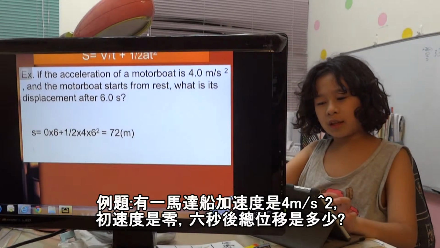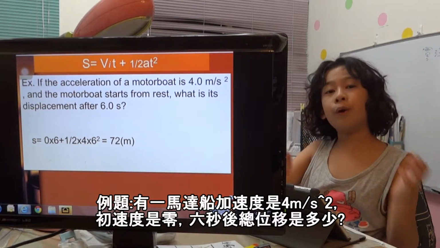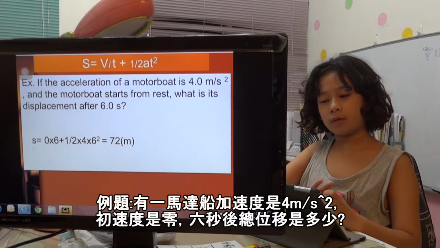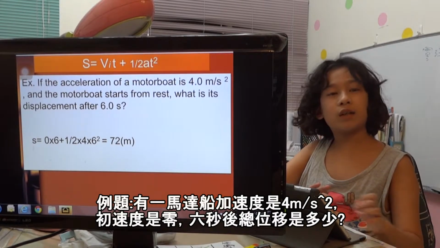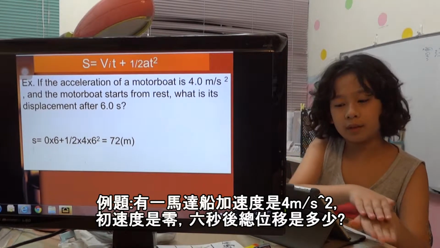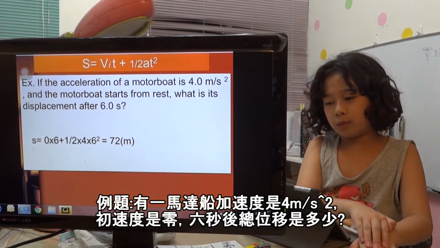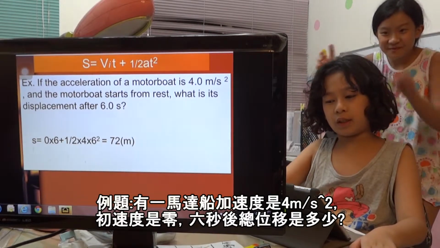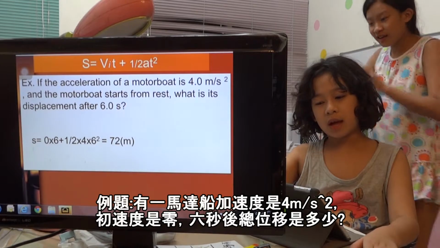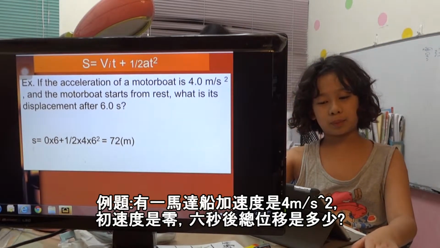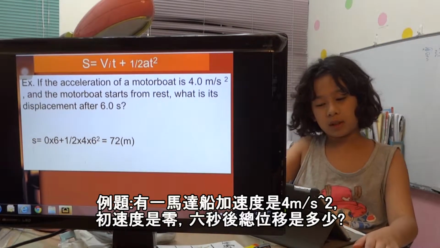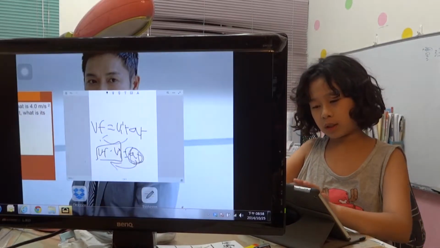Okay, if the acceleration of a boat is 4, and it starts at rest, that means it's not moving, and the acceleration is 4 meters per second squared, what is the displacement after 6 seconds? So, another example.